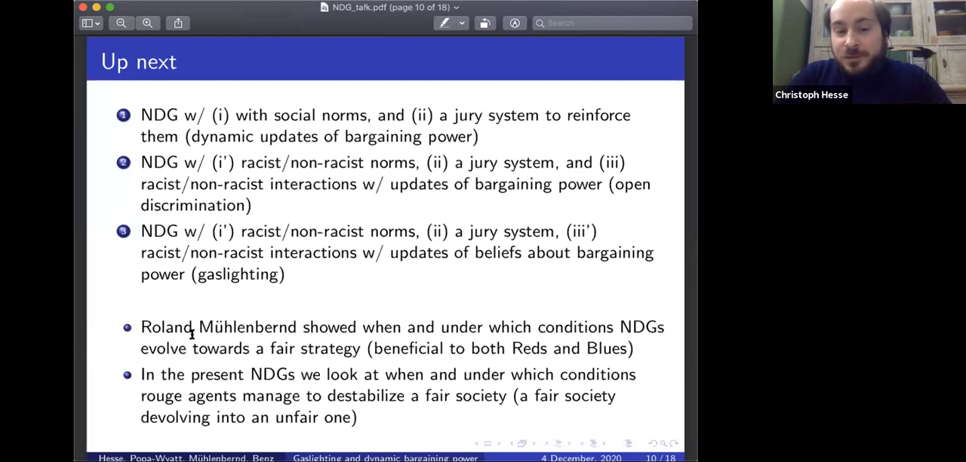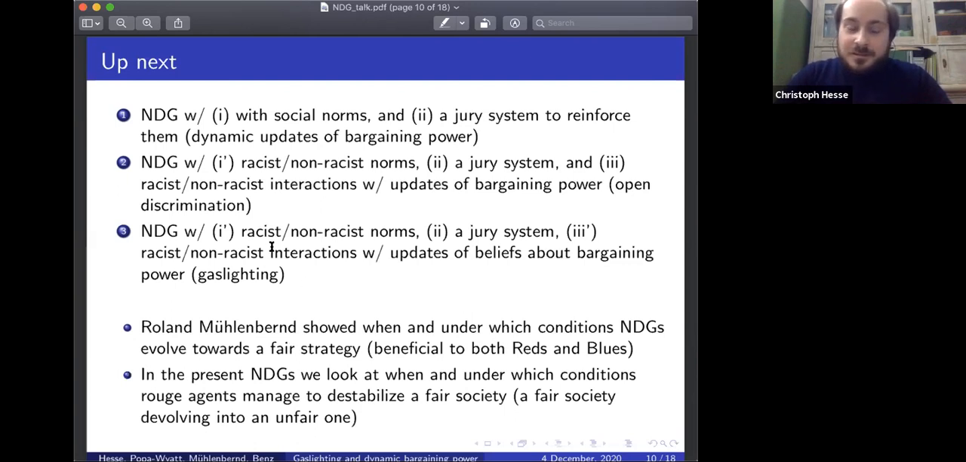And importantly, Roland yesterday showed when and under which conditions Nash demand games evolve towards a fair strategy. So you start from randomness or something, and then you see under which conditions the fair Nash equilibrium evolves, the Nash equilibrium that is beneficial to both the social groups, the reds and the blues.